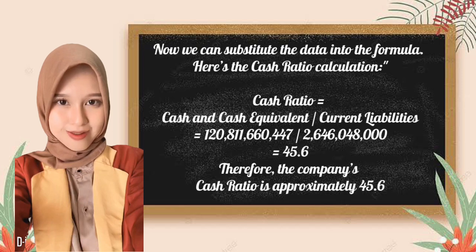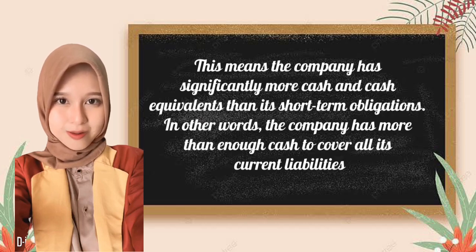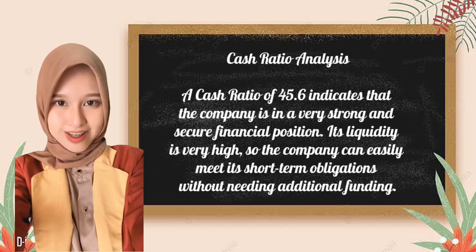This means the company has significantly more cash and cash equivalents than its short-term obligations. In other words, the company has more than enough cash to cover all its current liabilities. A cash ratio of 45.6 indicates that the company is in a very strong and secure financial position. Its liquidity is very high, so the company can easily meet its short-term obligations without needing additional funding.